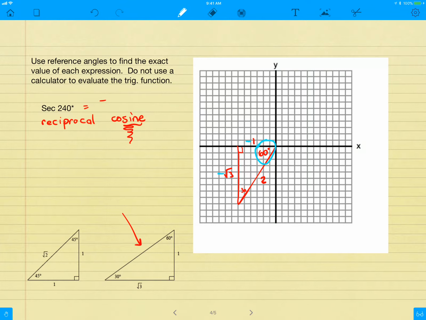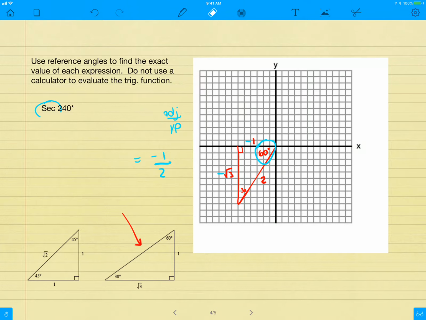So if I set up cosine, cosine is the adjacent wall over hypotenuse. Adjacent over hype. The adjacent wall is negative 1, and the hypotenuse is 2. Well, I don't want cosine. I wanted secant. So what I have to do is just flip that answer over. So I'm going to do the reciprocal of this.